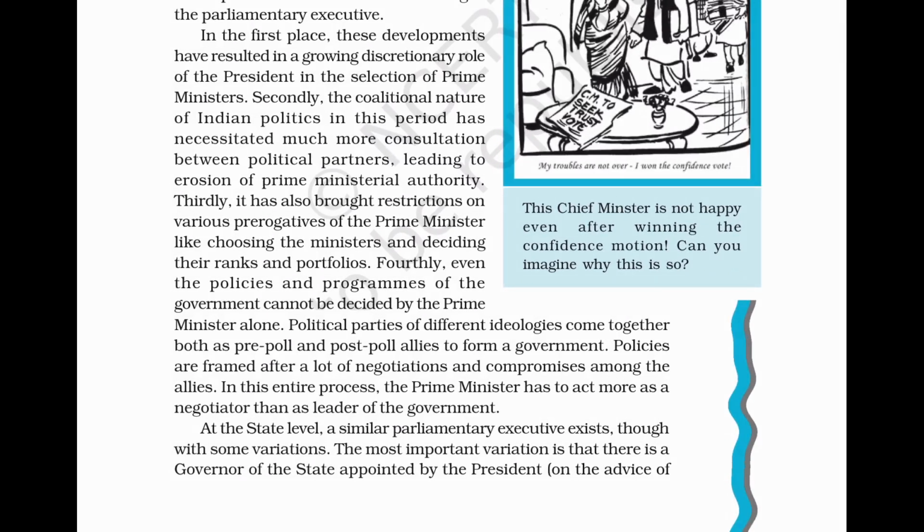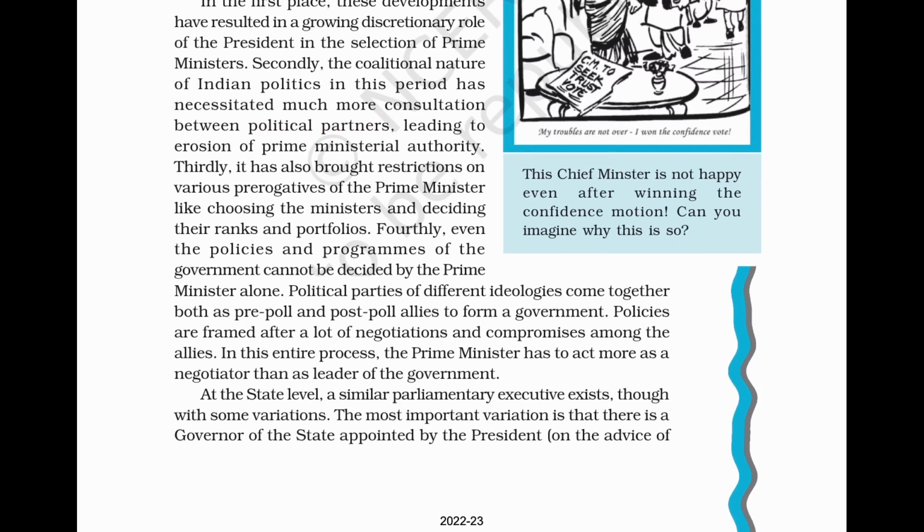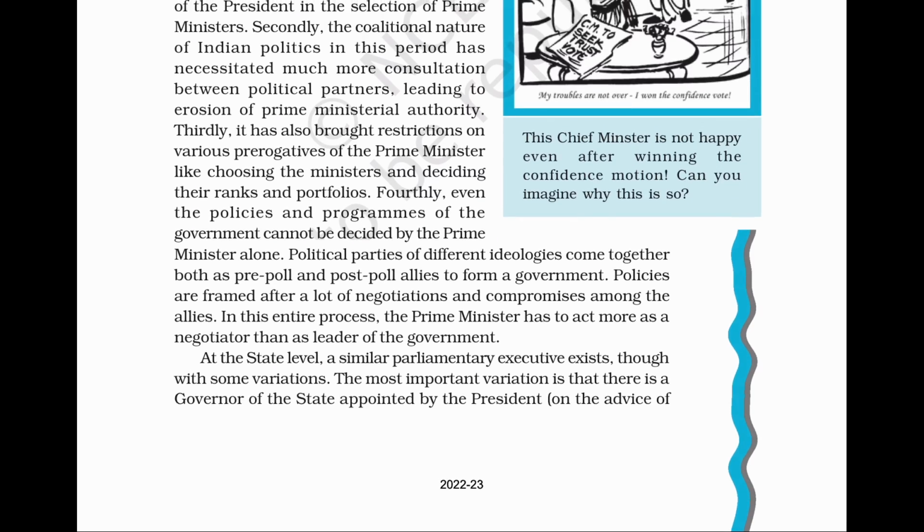So they have talked here about the coalition kind of a system. इससे क्या हो रहा है कि एक तो डिस्क्रिशनरी रोल बढ़ेगा ऑफ द प्रेसिडेंट इफ देयर विल बी नो क्लियर कट प्राइम मिनिस्टर कैंडिडेट, तो हु वुड बी सिलेक्टेड, इसमें प्रेसिडेंट का रोल बढ़ेगा. देन जो कोलिजन नेचर है, दिस इज नेसेसिटेटेड मच मोर कंसल्टेशन बिटवीन द पॉलिटिकल पार्टनर्स. दे कैन नॉट जस्ट गो फॉर एनी रैंडम प्राइम मिनिस्ट्रियल अथॉरिटी, दे वुड कंसल्ट ऑन दैट. Also, it will result in the restrictions on prerogatives of the prime minister, कि इजीली वो किसी को भी मिनिस्टर बना लेंगे, उनका रैंक पोर्टफोलियो डिसाइड कर लेंगे. इट विल नॉट इजीली हैपन.